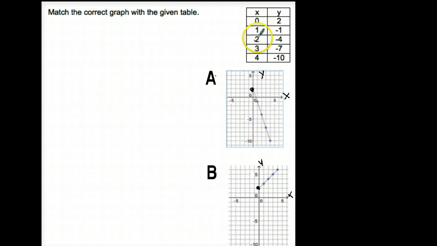So the next point is 1, negative 1. So I go to the next point and I look for 1, negative 1. It's found in A, and it's not found in B. So we can assume that B is not correct and A is the correct answer. So if I was to go through here and look at the y values along with the x values, they would match up with graph A. Again, we're given a table and we're asked to match it to its graph.